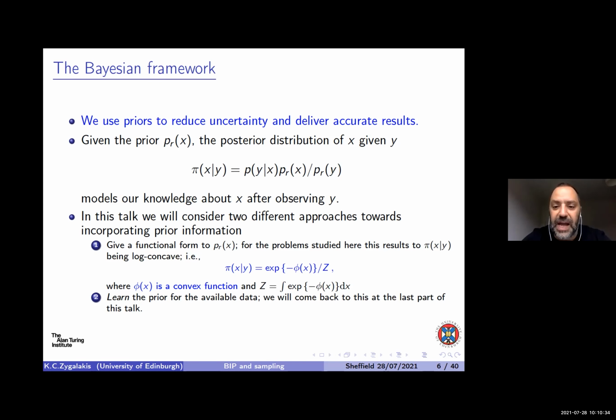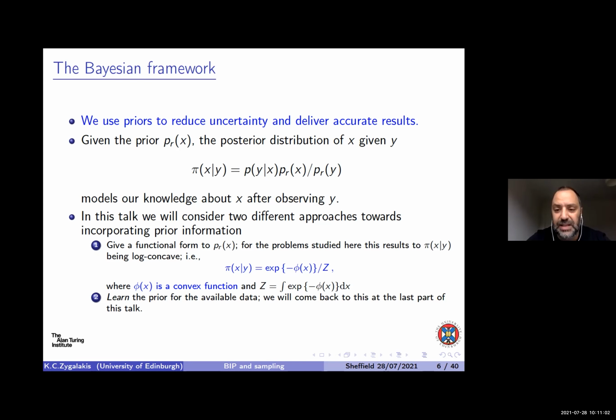Then, using Bayes' rule, we obtain the following equation. P of x given y is the posterior distribution, and it models our knowledge about x after observing y. Before observing y, all our knowledge about x was incorporated in the prior. Now we have observed y, so we are updating our belief about x.